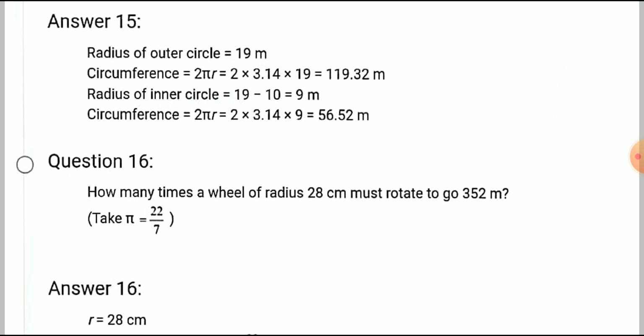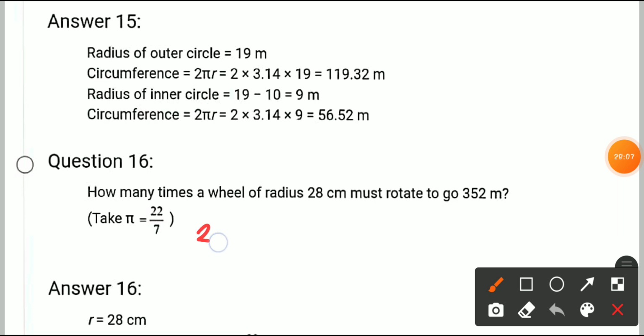16th. How many times must the wheel of radius 28 centimeter rotate to go 352 meter? So for this, what you need to do? First you need to calculate the circumference of the wheel. Circumference of wheel equals 2 into 22 upon 7 into 28.